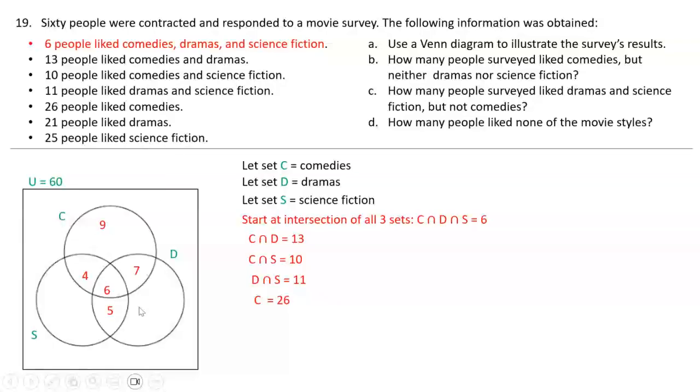And then 21 people like dramas. So we have 6 plus 5 is 11, plus 7 is 18. So we subtract 21 minus 18, which gives us 3. And finally, 25 people like science fiction. So all this area here has to be science fiction, which would be 25. So we got 4 and 6 is 10, plus 5 is 15. So 25 minus 15 will give us 10.